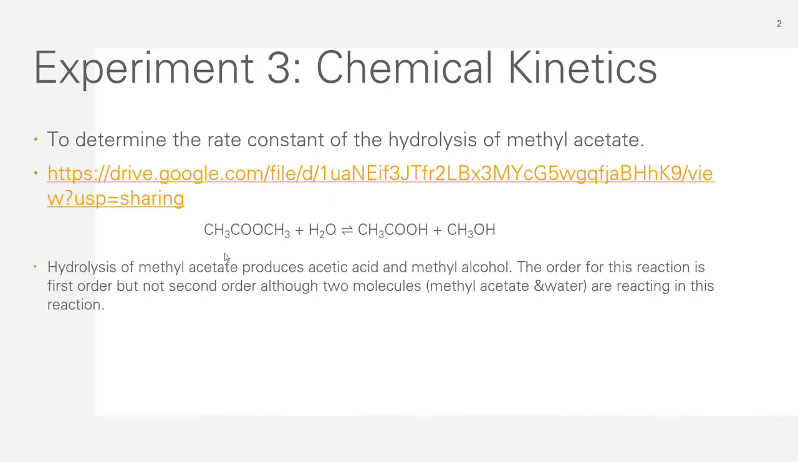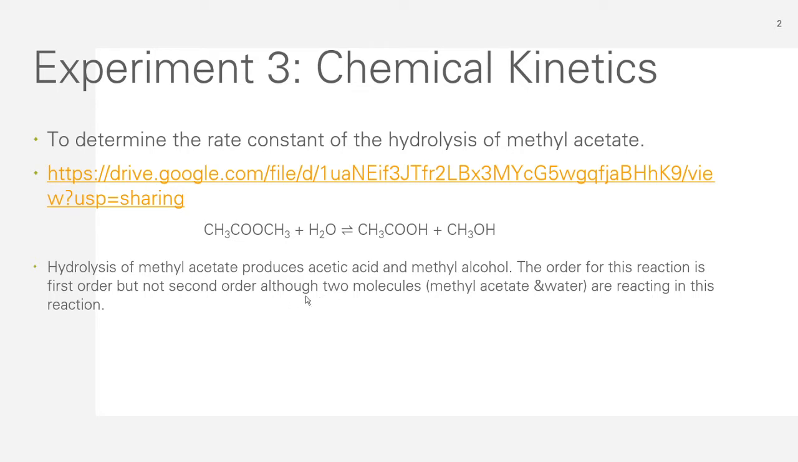So the hydrolysis of methyl acetate. This is methyl acetate with water, which will give you acetic acid and methyl alcohol. Now, this reaction happens to be first order, although it looks like it's a second order reaction because you have two molecules involved. You have methyl acetate and water reacting.